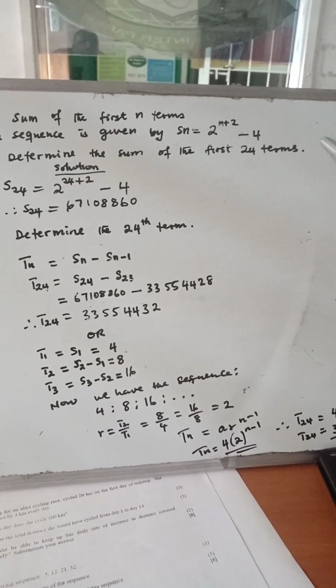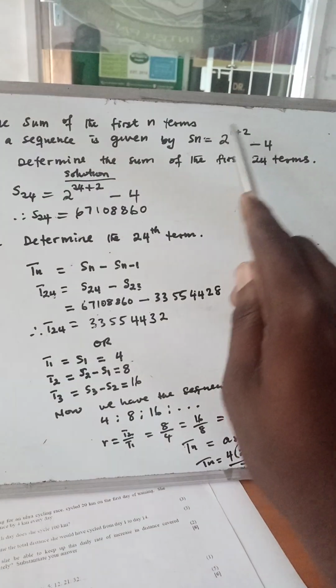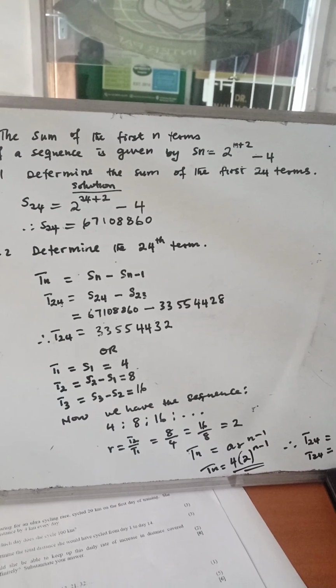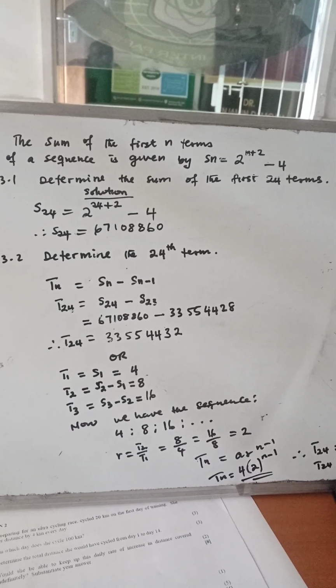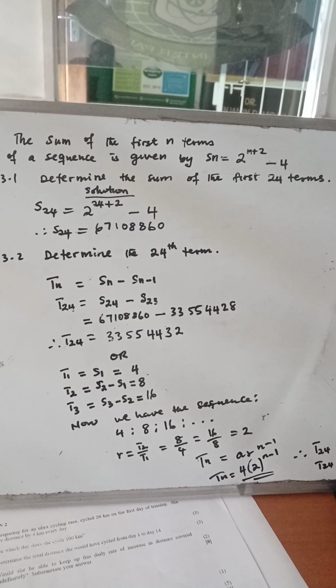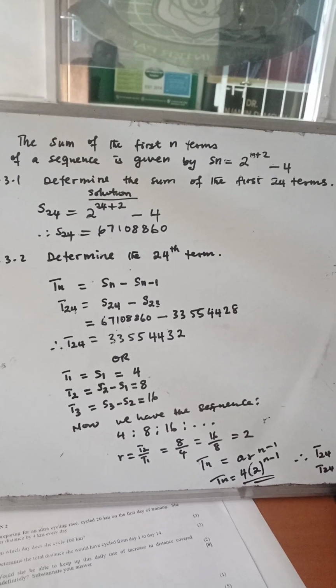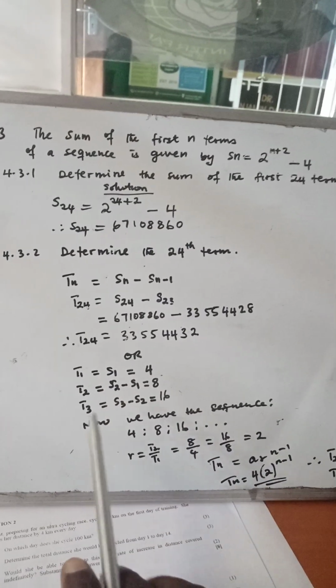If I put 2 there, it gives me 2 to the power 2 plus 2, which is 2 to the power 4. And 2 to the power 4 is 16. 16 minus 4 gives me 12. So that is my S2. My S2 is 12. How do I get T2 from S2?